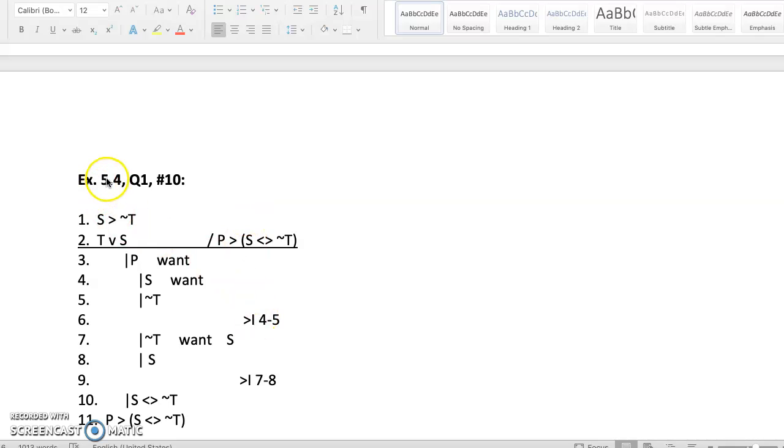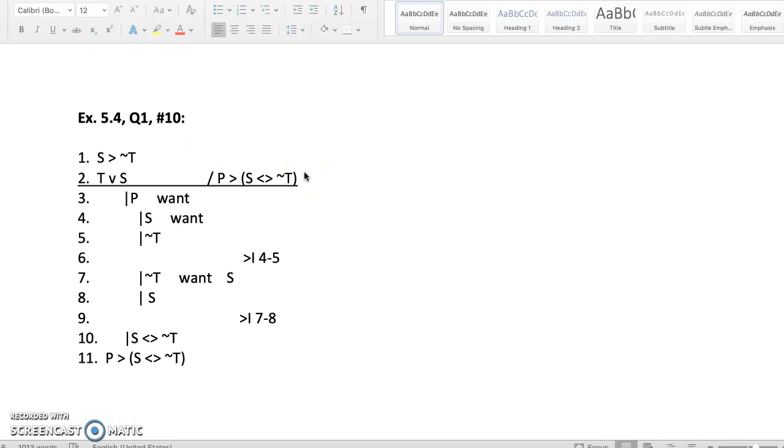Okay, so this is exercise 5.4, Q1, number 10. Some people had some problems with this one, so I wanted to do it with a video instead of typing it all out. So I basically put the problem here as it exists in the book, except I'm using keyboard symbols. So remember, this is biconditional, this is conditional, the ampersand is for conjunction. And I put the brackets in as best I could.